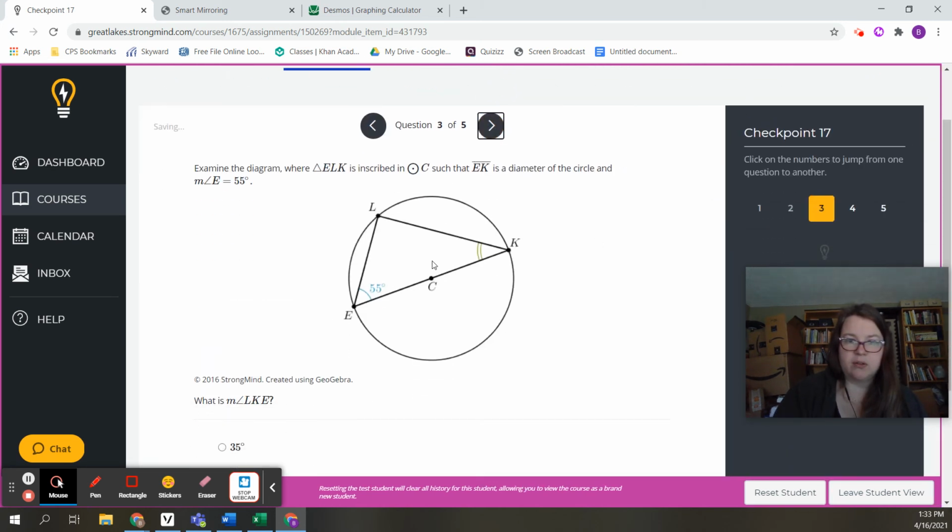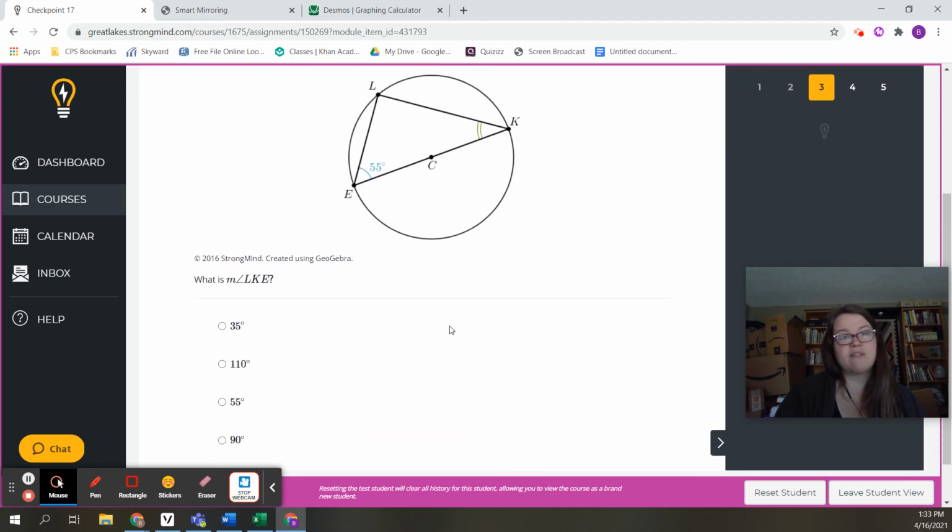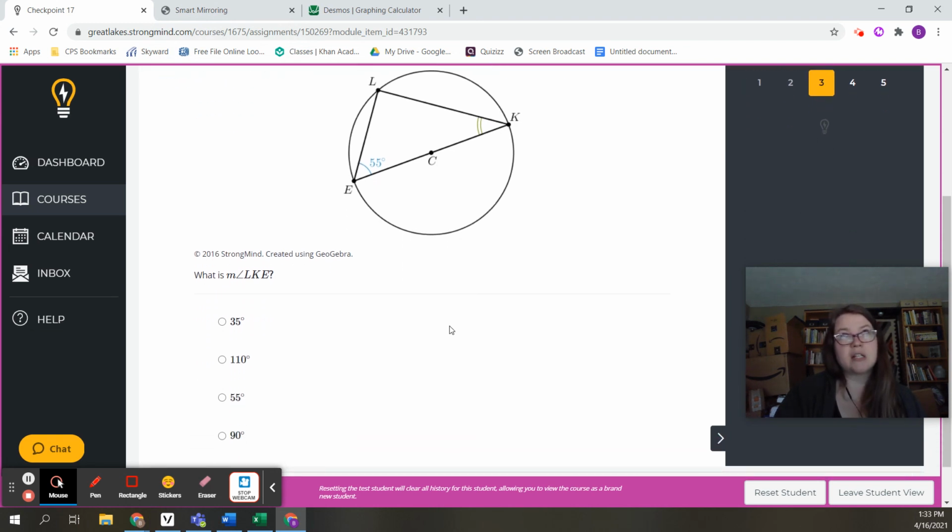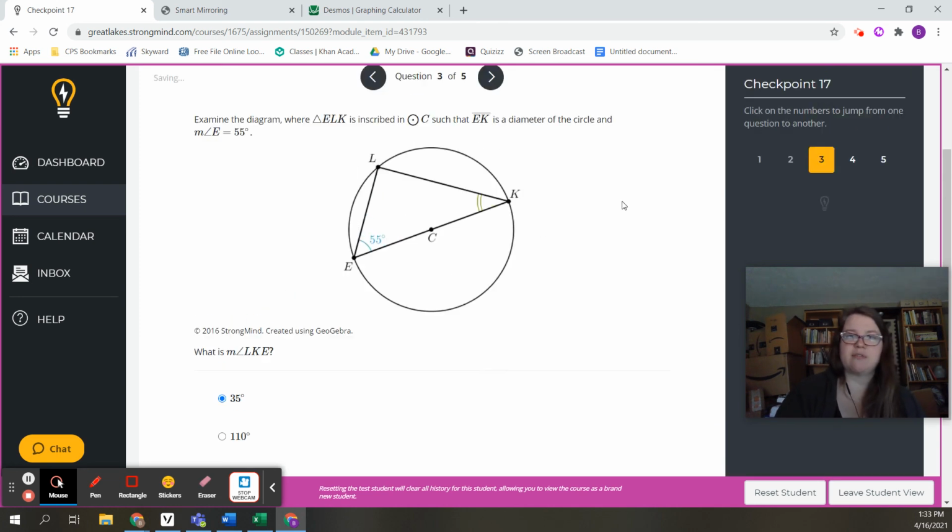And then we know that those two, because this is a diameter, have to add to 90. So we can do 90 subtract 55. So 90 subtract 50 would be 40, but 5 less than that would be 35.